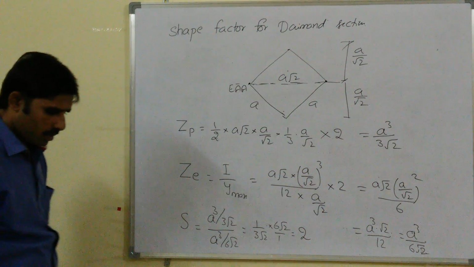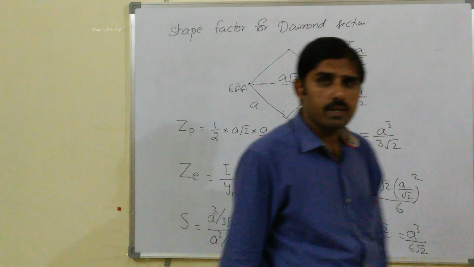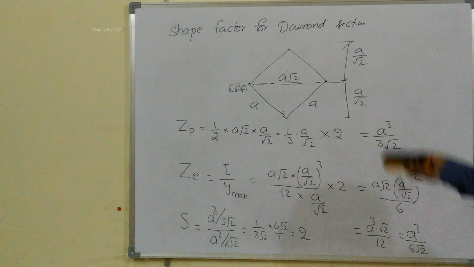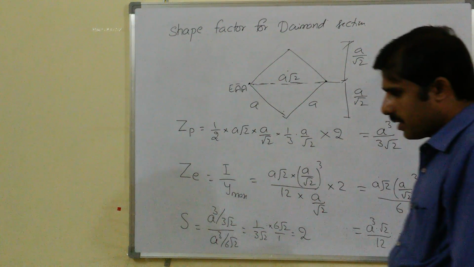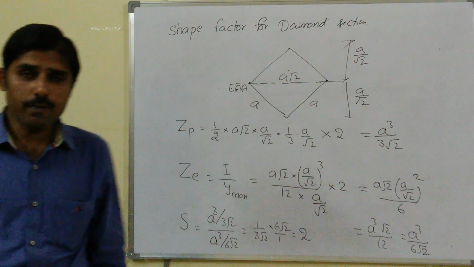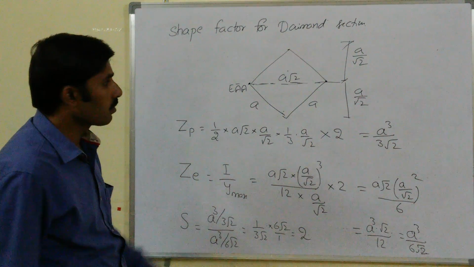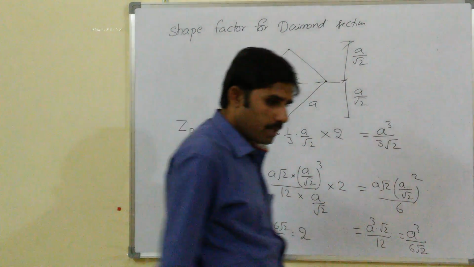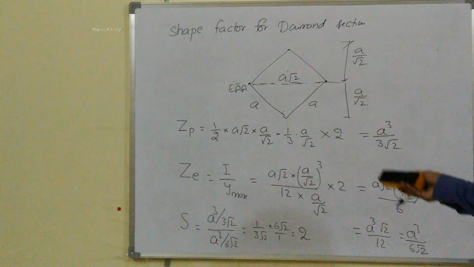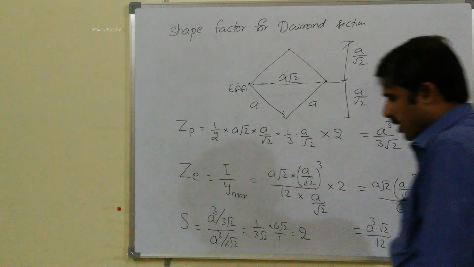So far we have seen rectangle, circle, T-section and diamond. Out of all these four, 2 is the highest shape factor. So the highest shape factor is for the diamond. So far we have observed 1.5 for rectangle, 1.6 something for circular, 1.8 something for T-section. So this diamond section has the highest shape factor of 2. We will see the I section also.